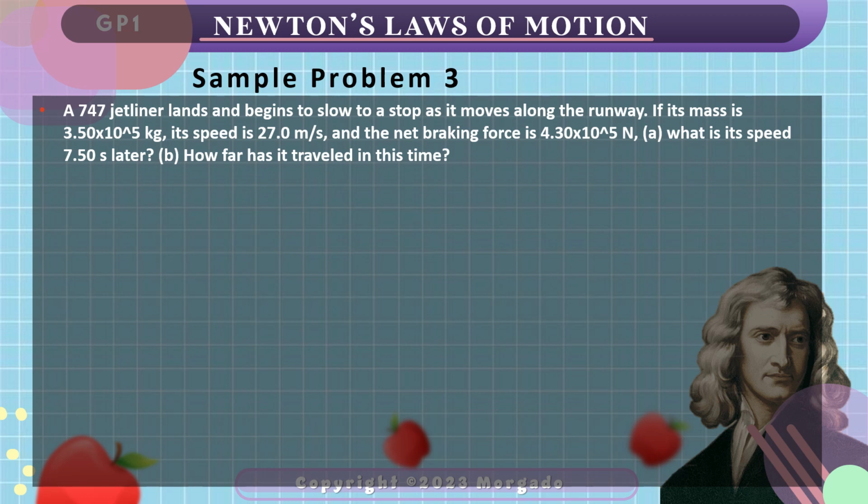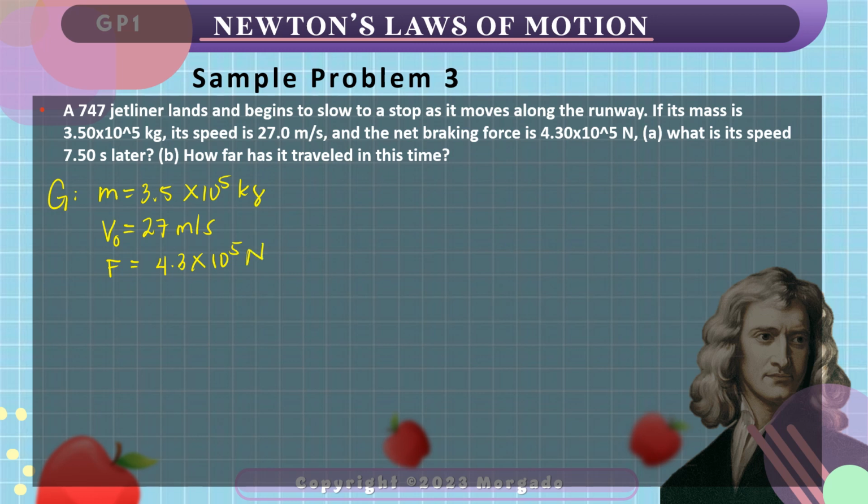So the way to answer this question is by writing the given first. From the problem, you can see that we know the mass of the object, 3.5 times 10 raised to 5 kilograms. The initial speed, because the object is already in motion and will stop eventually. So V naught is 27 meters per second. And then the braking force it will experience is 4.3 times 10 raised to 5 newtons.